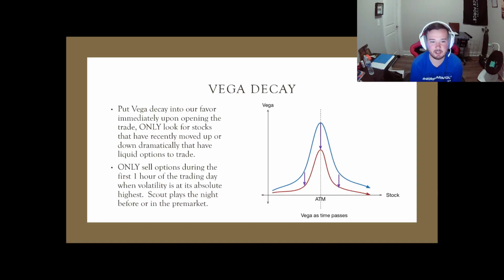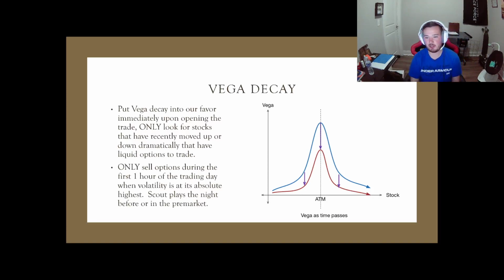Vega decay is the other thing that you can abuse. We can put vega decay into our favor immediately upon opening the trade by only looking for stocks that have recently moved up or down dramatically that have liquid options to trade. Only sell options during the first 1 hour of the trading day when volatility is at its absolute highest.